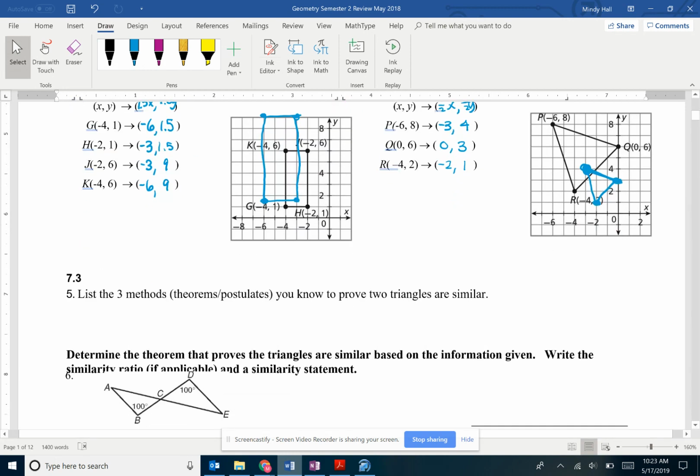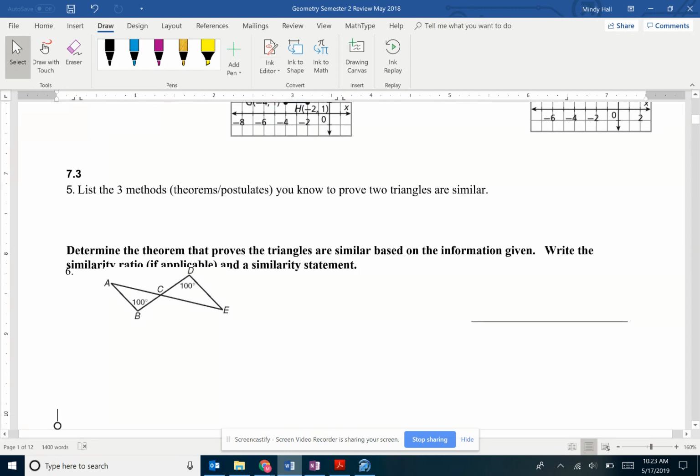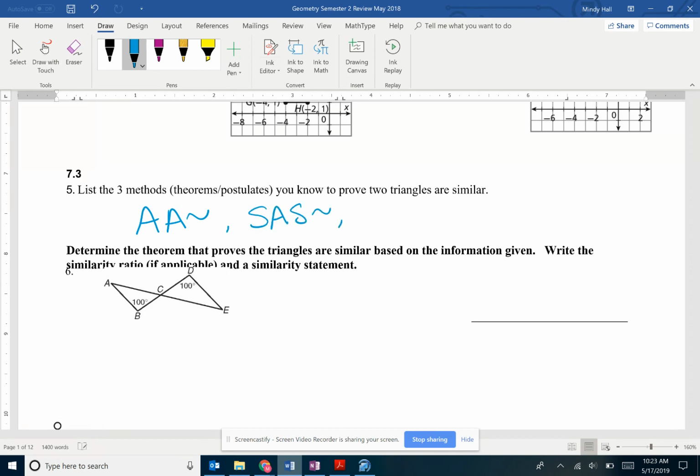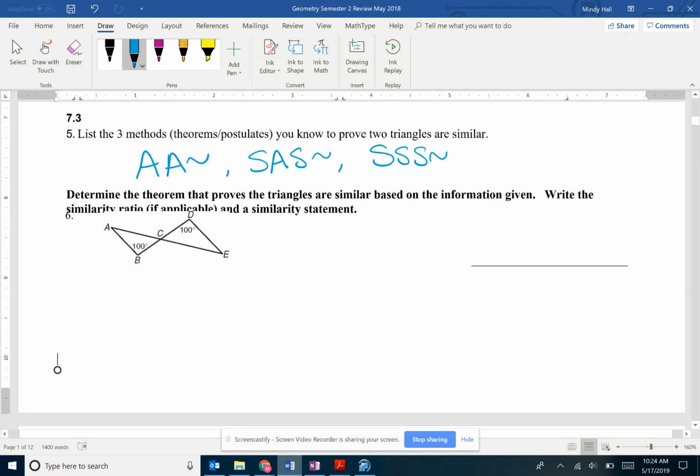So, continuing on, we have 7.3, 3 methods to know or to prove that two triangles are similar. This is AA similarity, don't forget the squiggles, SAS similarity, or SSS similarity. So, remember with SAS and SSS, your sides have to be proportional to help prove it. And that's going to kind of get into play on some of the later ones. So, first off, we need to determine the theorem that proves that triangles are similar based on the information given, and then write the similarity ratio if applicable.